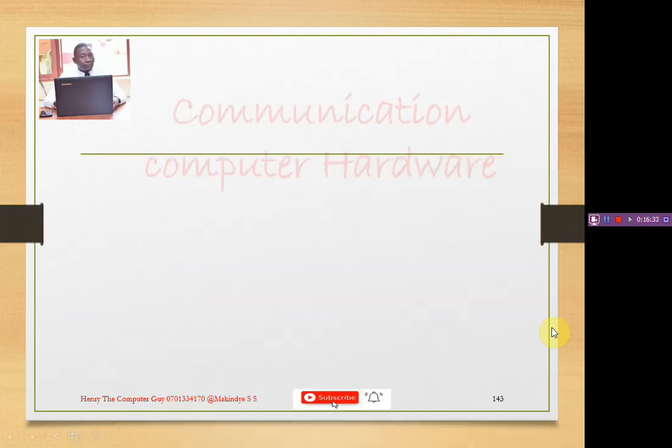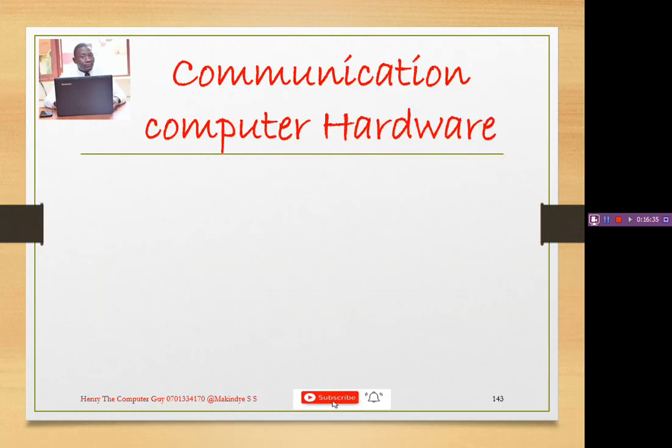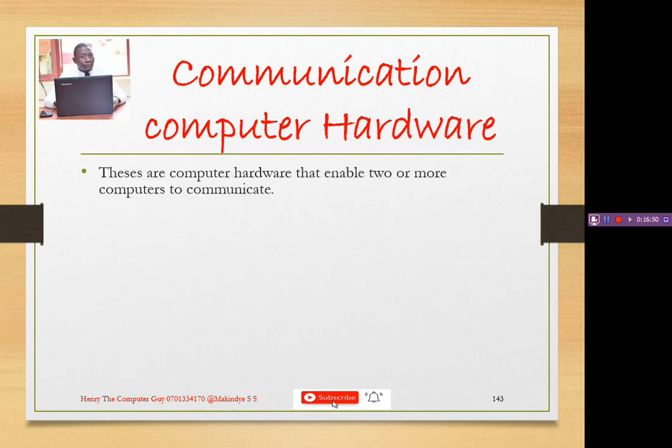We continue. Let's talk about the communication computer hardware. Communication computer hardware are specifically these computer hardware that help 2 or more computers to communicate. For example, in a room, you can network your computers and they communicate. But what are some of those devices we can use? So they're telling us that these are computer hardware that enable 2 or more computers to communicate. And we can have some of the examples.